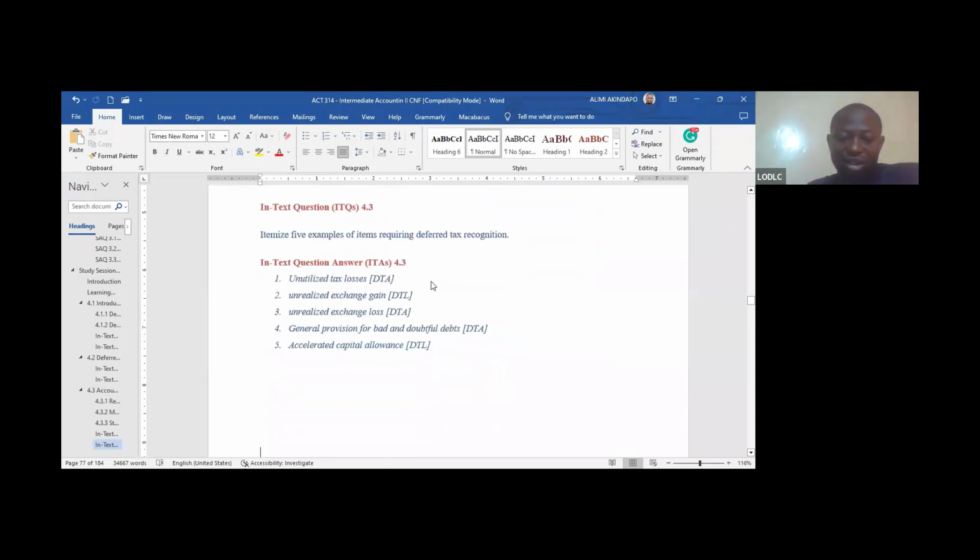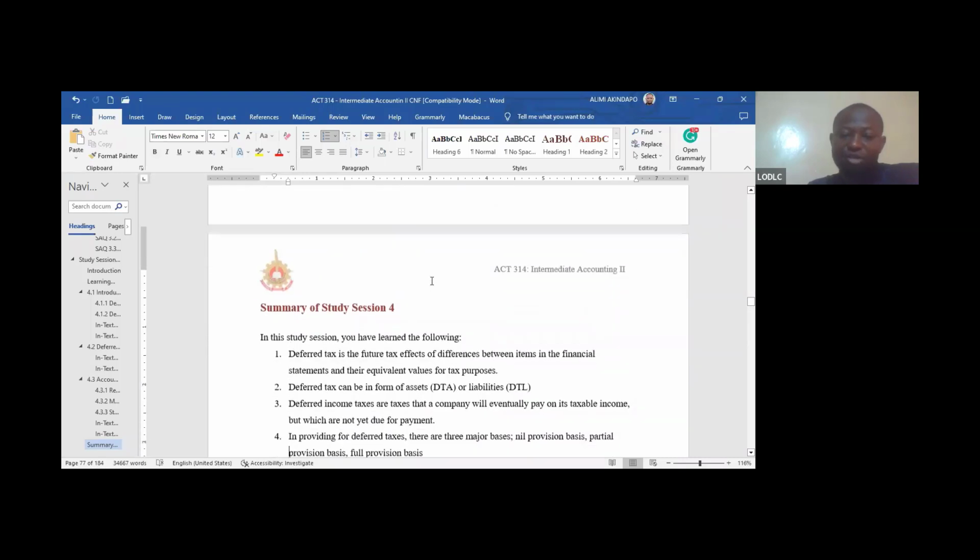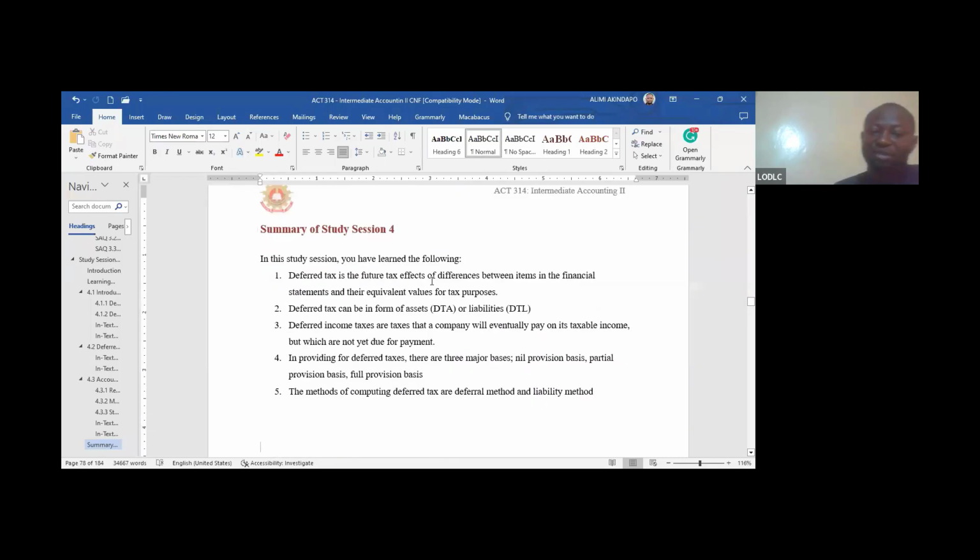So that is that about study session 4. We have learned the following: what deferred tax is all about, what accounting for taxation is all about. Then we discussed deferred tax assets and deferred tax liabilities. Then we talked about deferred income taxes and temporary differences, which might be taxable or deductible temporary differences. We also talked about the methods used in computing deferred tax assets or liabilities. Those are the things that we need to understand as far as this course is concerned.